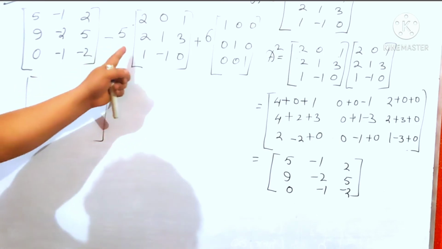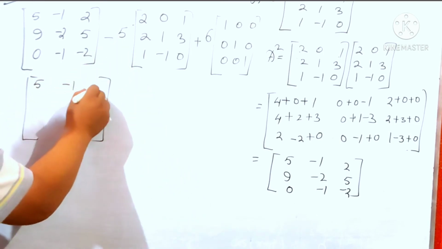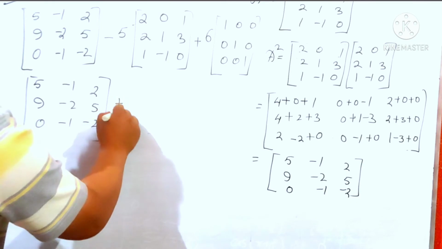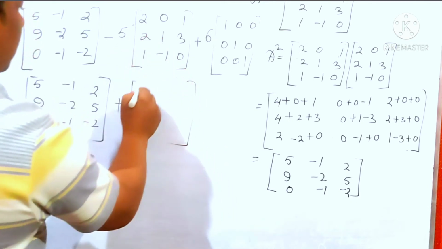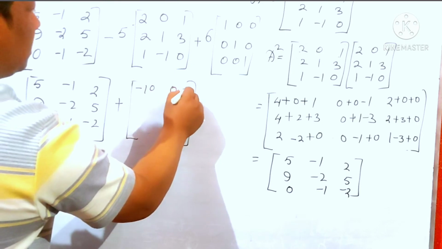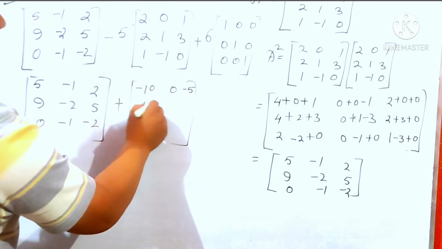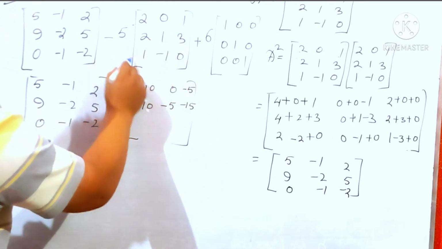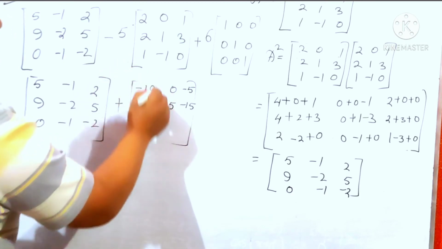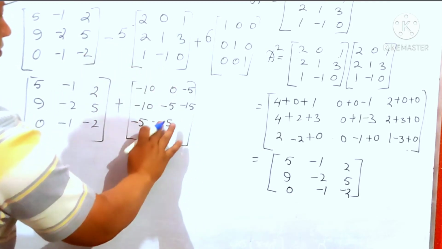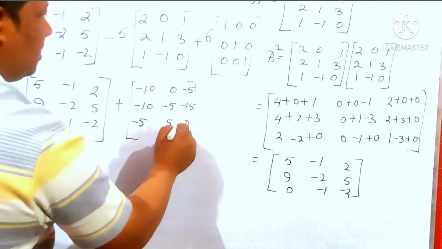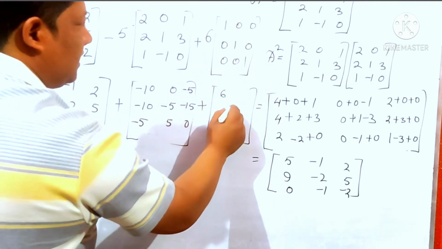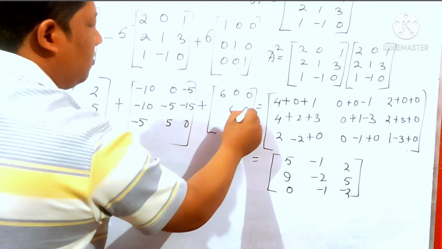Look here. It is 5 minus 1 2, 9 minus 2 5, 0 minus 1 minus 2, and you multiply by minus 5, then you get minus 10 0 minus 5, and again minus 10 minus 5 and minus 15. Now multiplying minus 5 by minus 1 gives plus 5, and these two terms give 0. Now multiply 6 with the diagonal terms, you get 6 6 6, and the remaining terms are 0.